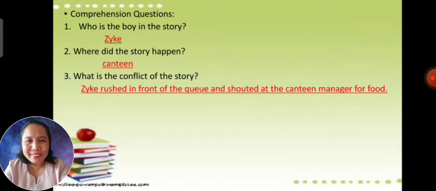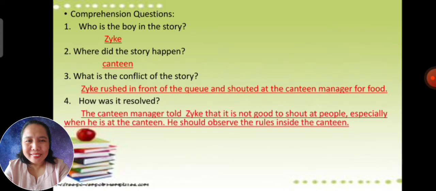Nagdali-dali siya. Nagsigaw pa siya sa canteen manager. Wala siya nilinya. Okay. Then, how was it resolved? Giunsa pagsulbad ang problema? The canteen manager told Zaiki that it is not good to shout at people, especially when he is at the canteen. He should observe the rules inside the canteen.